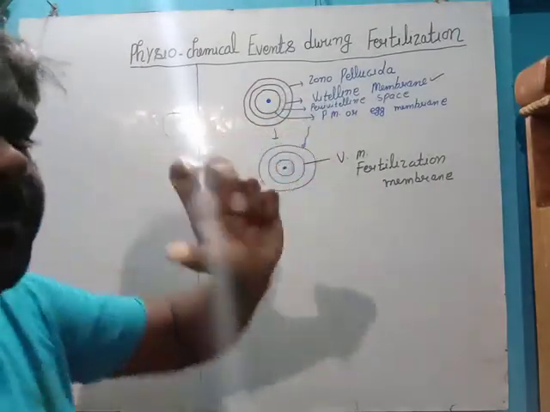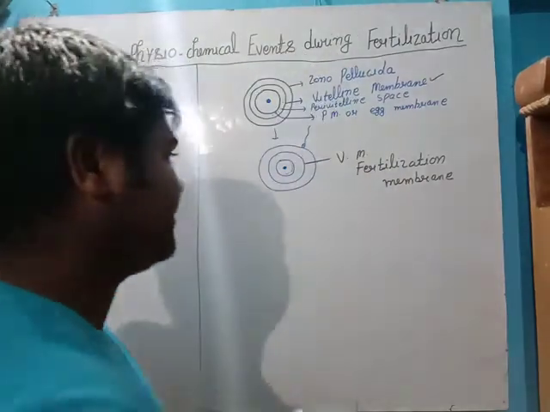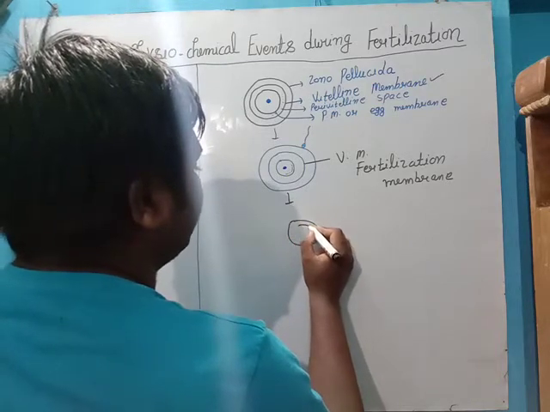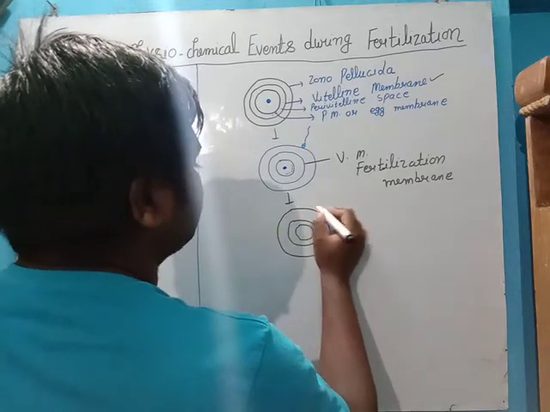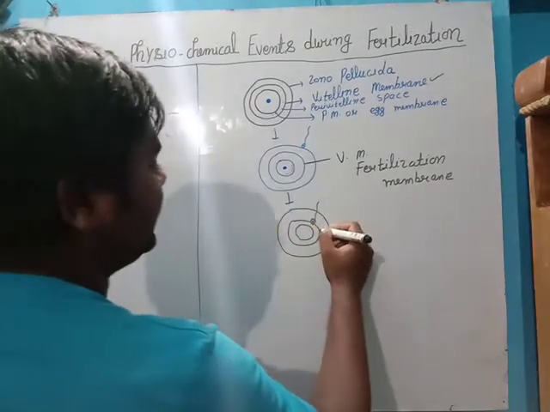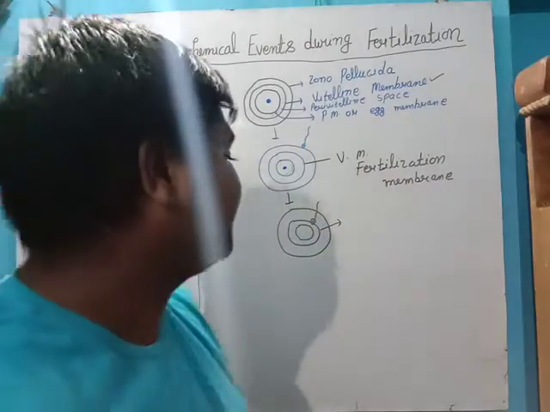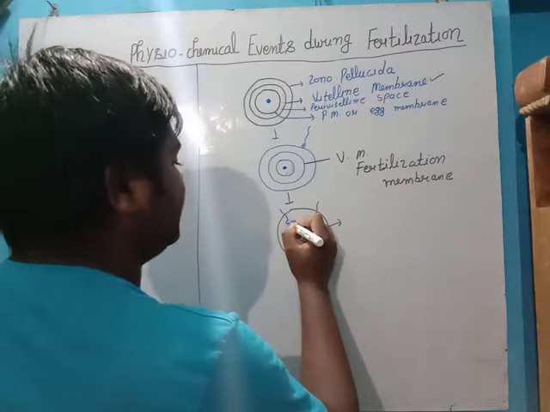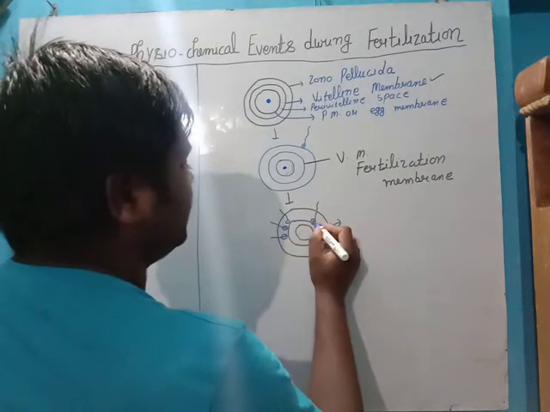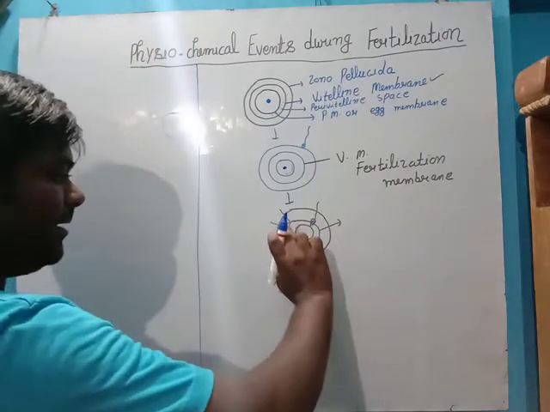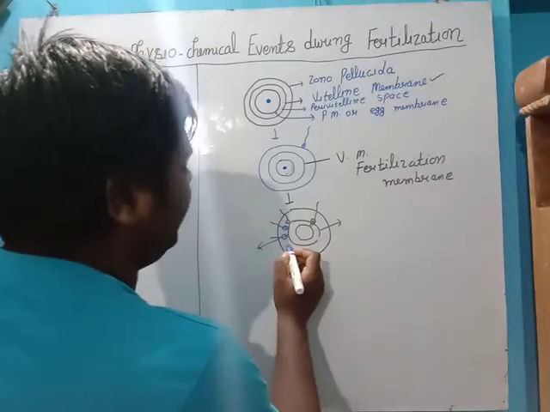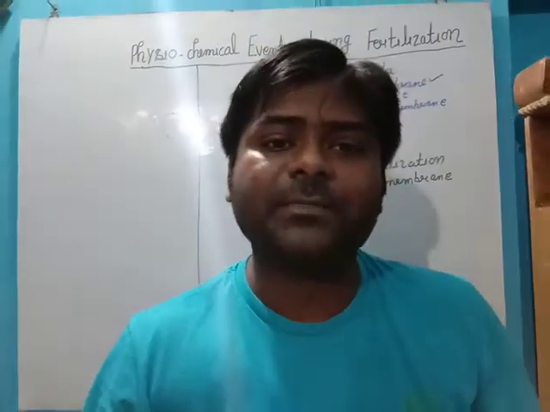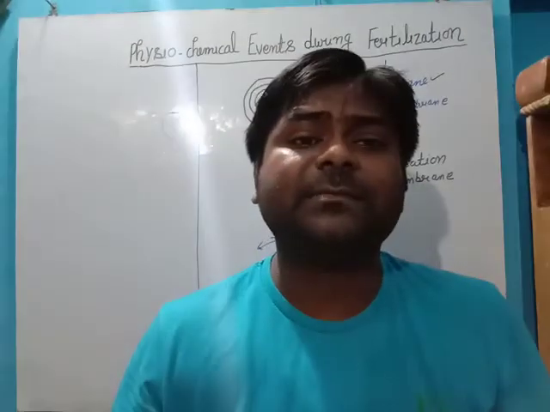So the vitelline membrane is becoming harder, and this hardening happens after the entry of sperm. When we see the next diagram, try to understand what is happening. When the sperm enters this vitelline membrane, that is the fertilization membrane, it becomes harder to prevent the entry of other sperms. After the entry of that one sperm, other sperms cannot enter inside. You can see so many sperms are surrounding that vitelline membrane, but due to that change, after the entry of one sperm, it becomes too hard and these sperms cannot enter.